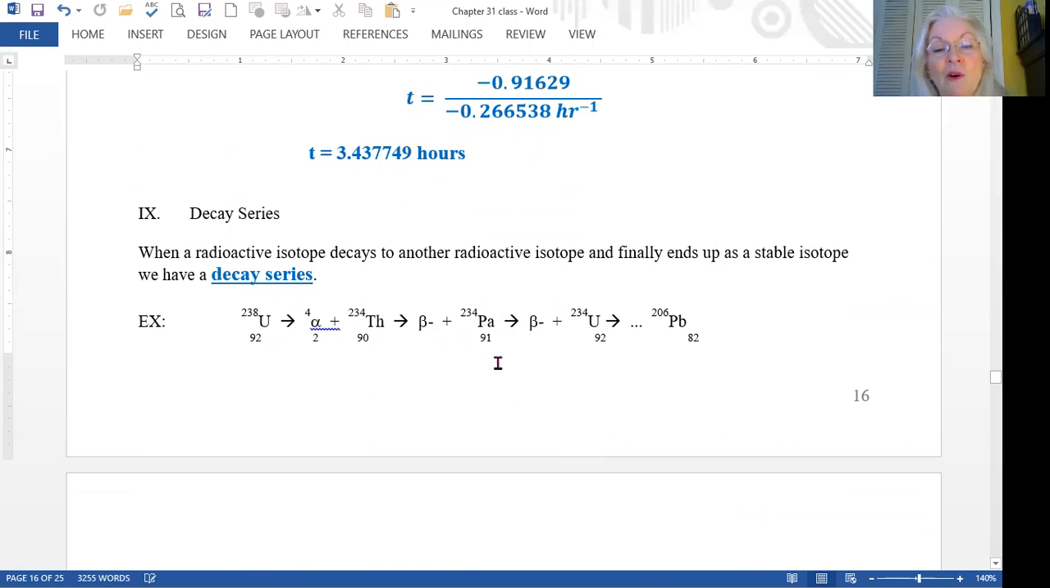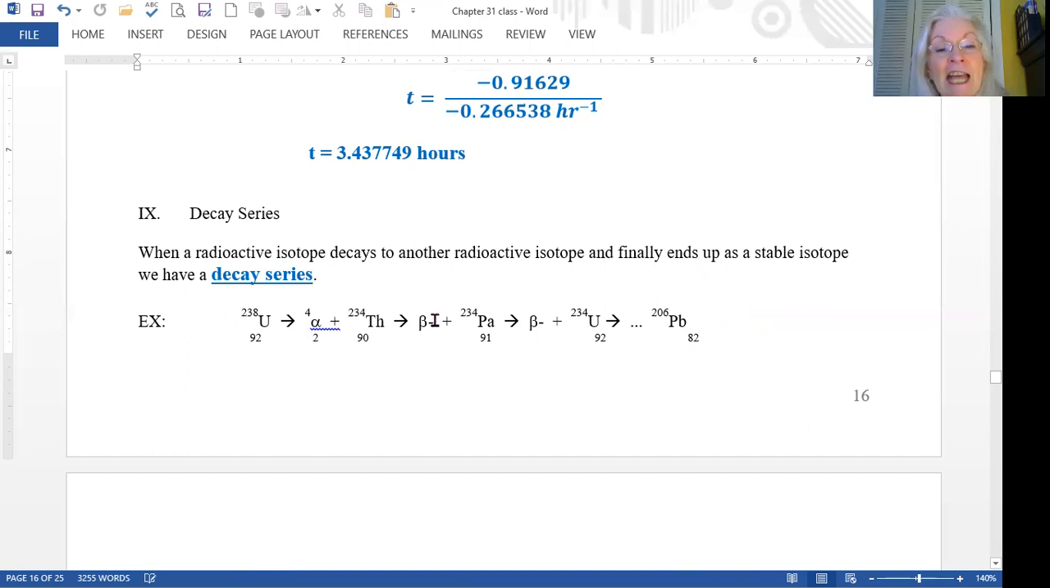But Pa-234 is also unstable. Maybe it gives off another beta minus and turns into uranium-234. But uranium-234 is unstable and it gives off something else. And the pattern continues until we finally end up with lead-206. So we started out with uranium-238 and ended up with lead-206. That is a big change in mass. The atomic mass went from 238 to 206. And a fairly large change in atomic numbers, so in the numbers of protons in the nucleus.